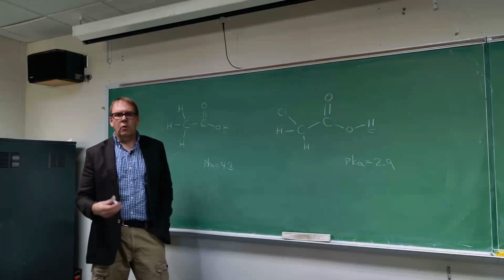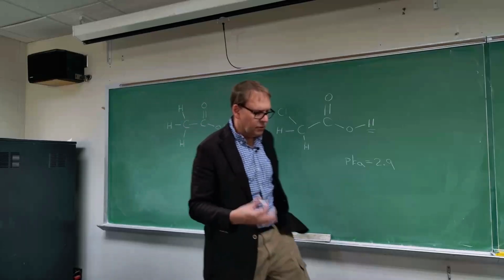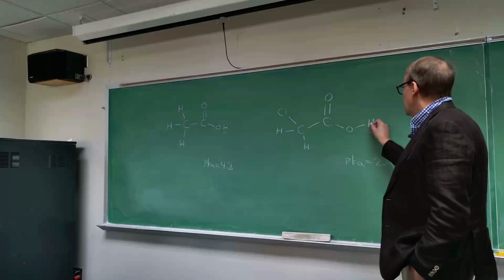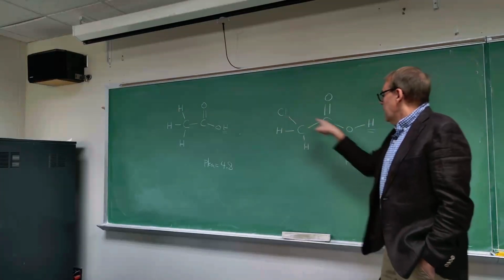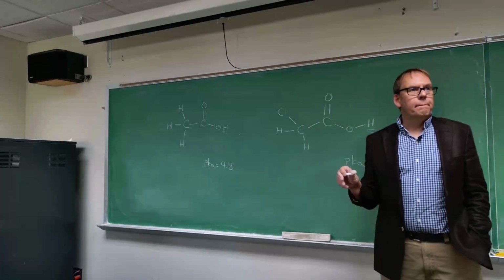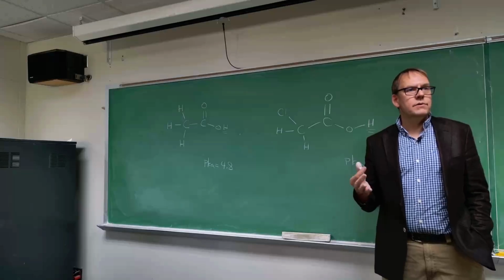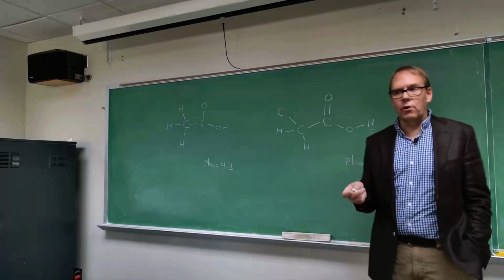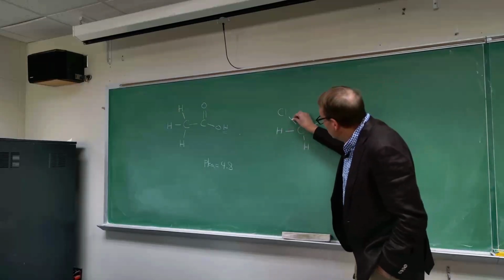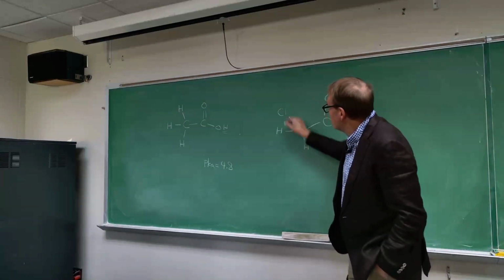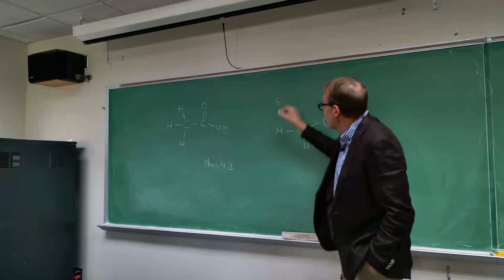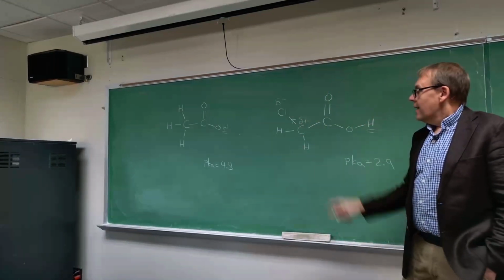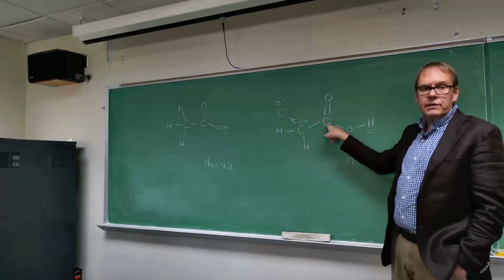And so we need to talk about why, what's going on with that. How is it that chlorine affects the acidity of this proton? The chlorine's over here, the hydrogen's over here, but they're somewhat close. And here's the thing: there's this inductive effect that we talked about before. So chlorine's an electronegative element. It pulls electron density towards itself, and it develops a partial minus charge. Carbon then develops a partial positive charge. That carbon then pulls electron density away from that one.